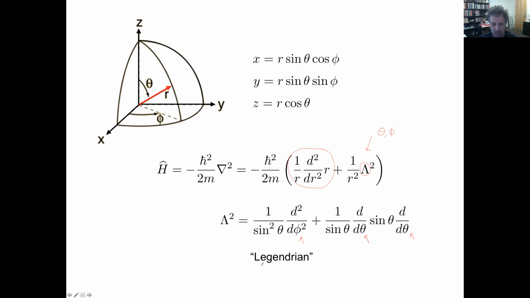Why is it called Legendrian? It's named after a person called Legendre, who was a mathematician that lived a while ago in France.